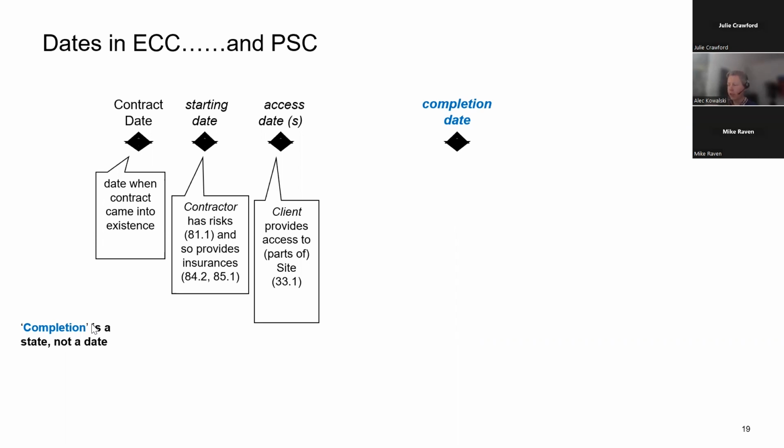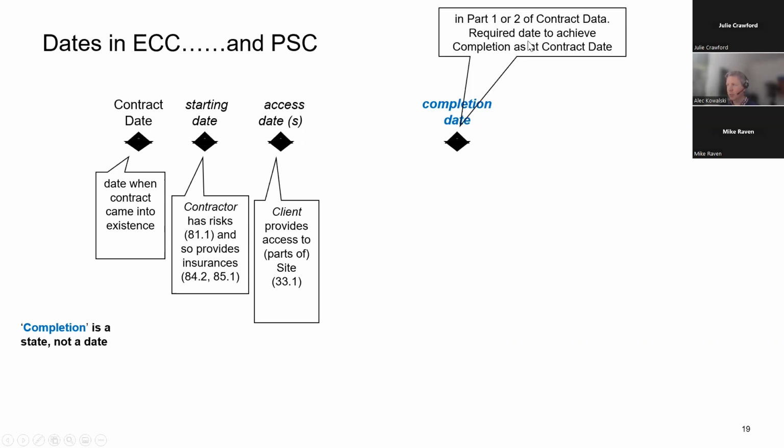So the completion date in italics is the one we first thought of when we signed up to the contract. So it either comes from contract data part 1 or contract data part 2. Either the client thought of it or the contractor proposed it and it was accepted by the client.